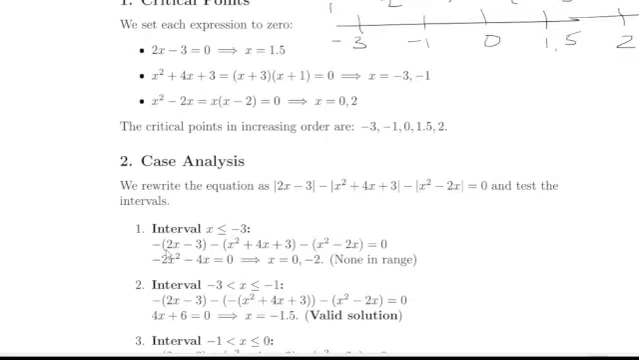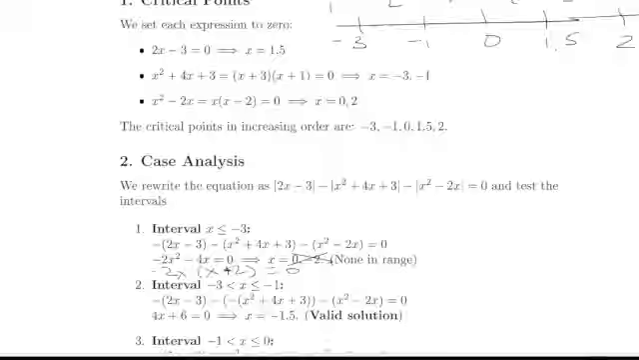So this is what we get. We have negative parentheses 2x minus 3, minus parentheses x squared plus 4x plus 3, minus parentheses x squared minus 2x equals 0. Simplifying it, we get negative 2x squared minus 4x is 0. Factoring out a negative 2x from this, we get x is 0 or x is, sorry, this is negative 2. So we do x plus 2. But notice that between negative infinity and negative 3, the 0 and negative 2 are not in there. So we say there's no answer for that case.